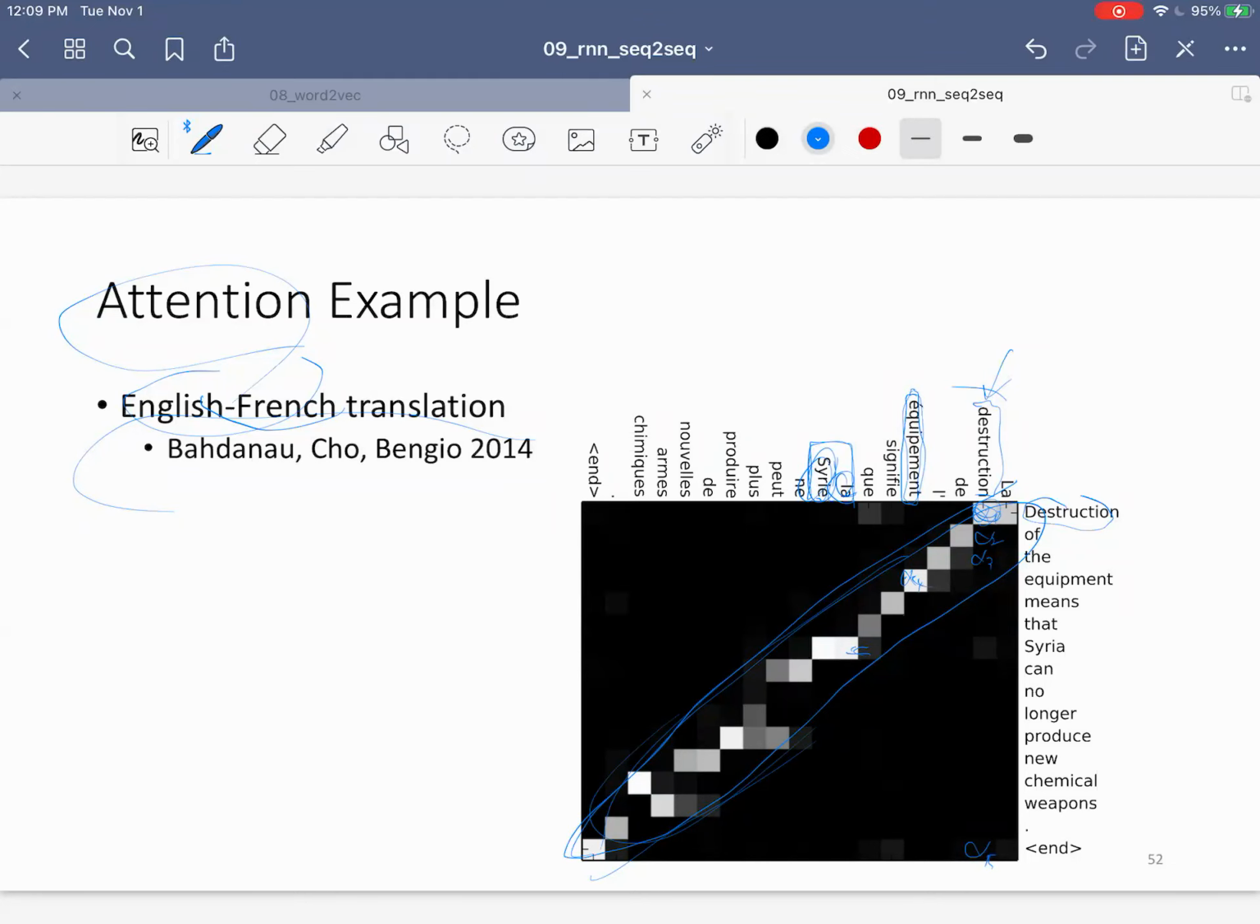Oh, sorry, there was a question. Is there a loss function for the attention model? No, very good question.